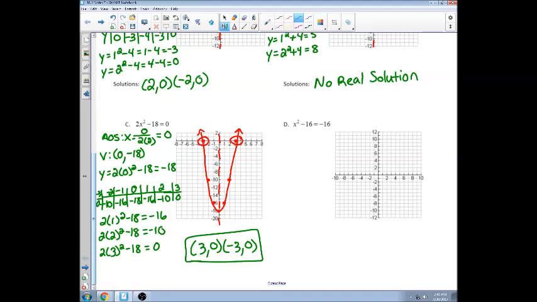Okay? On to x squared minus 16 equals negative 16. What I need to do here to start with is go ahead and add 16 over. So I would get x squared plus 0 equals 0. I can find my axis of symmetry at this point. I don't have a b value, so again it would be 0 over 2 times 1, where 1 is my a value. So that gets me 0. My vertex is going to end up being 0, comma, don't know at this point.